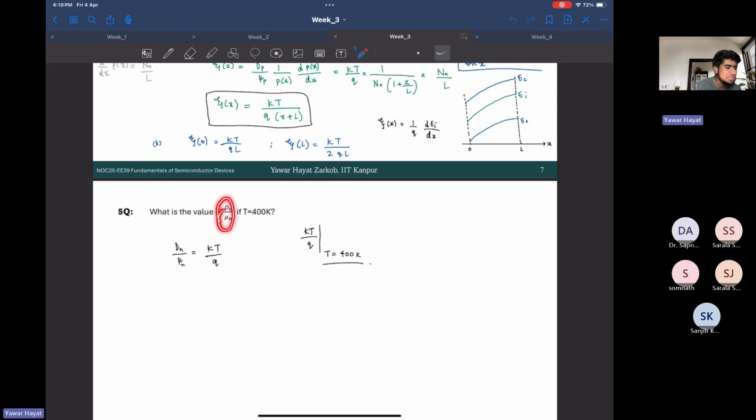Now how would you compute Dn by mu n at temperature 400 Kelvin? You'll compute kT by q first at 400 Kelvin, right? Yes, sir. That's precisely the answer. Then Dn by mu n can be computed.